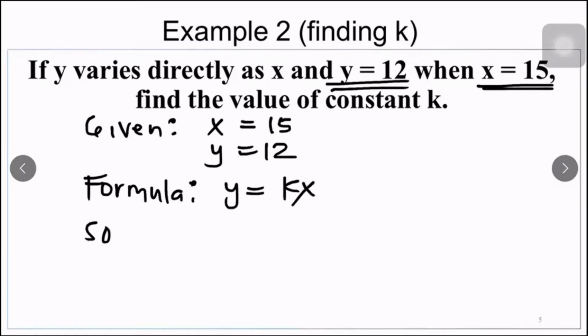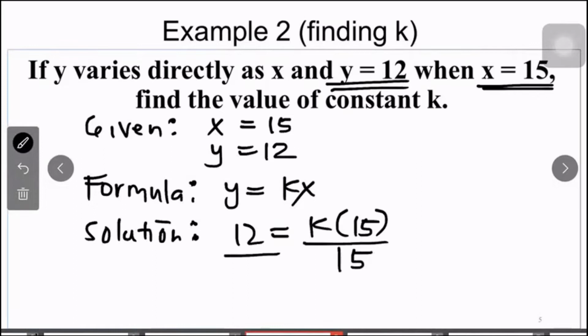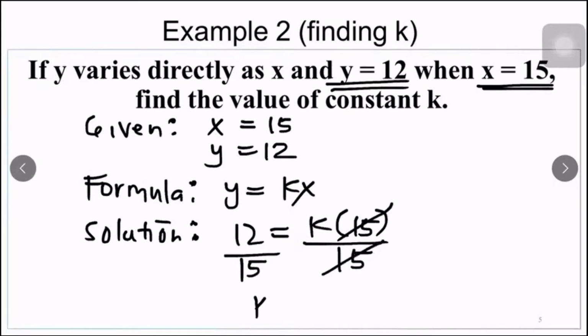Next, for our solution, substituting the given, it will become 12 is equivalent to k multiplied by 15. Removing 15 beside k, since we are looking for k, we divide both sides by 15. It will become k equals 12 over 15.